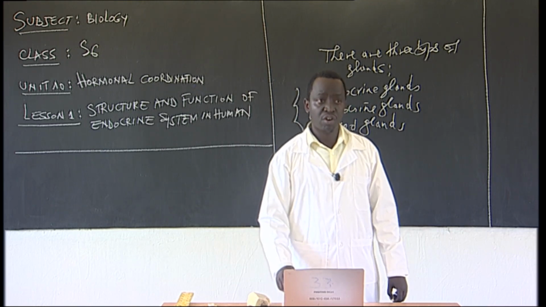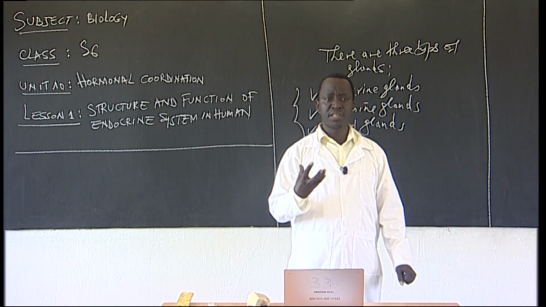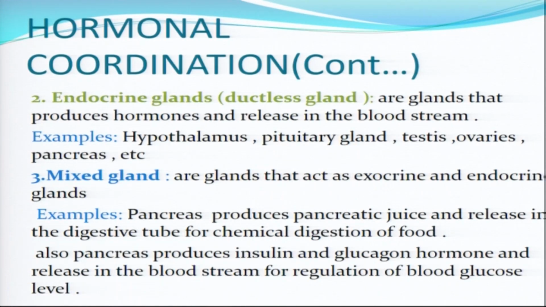We have also what you call endocrine glands. What are endocrine glands? They are also called ductless glands. Those are glands that secrete substances called hormones into the bloodstream.